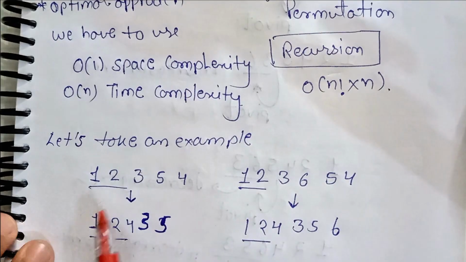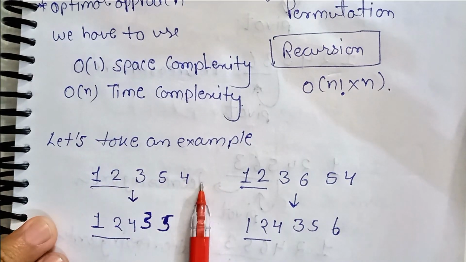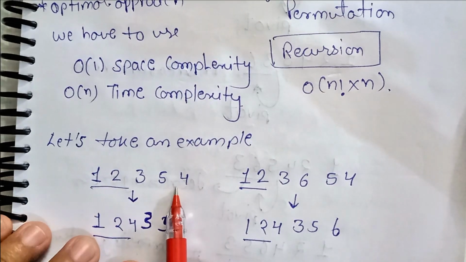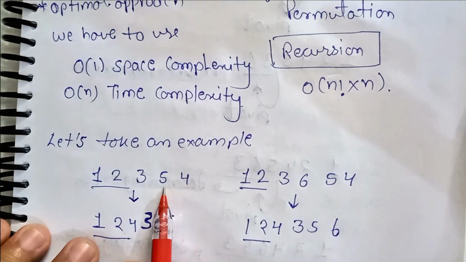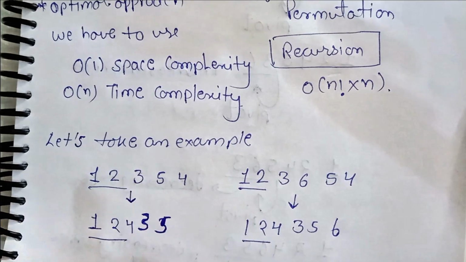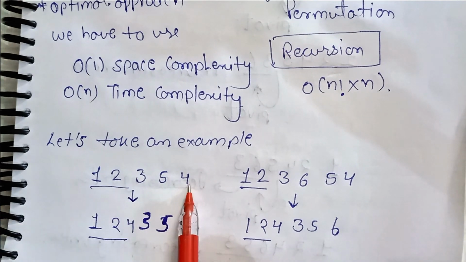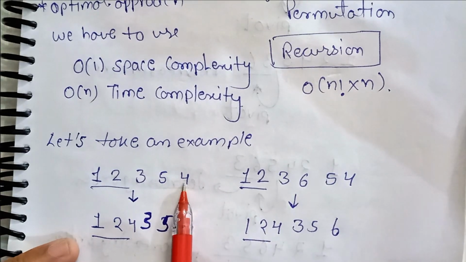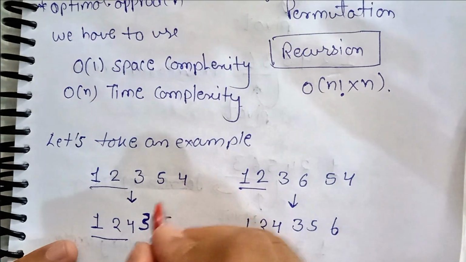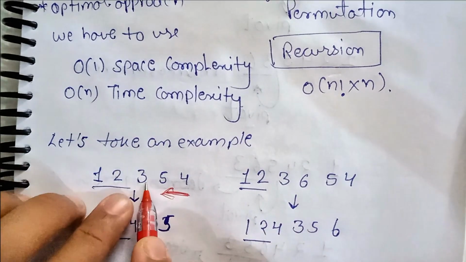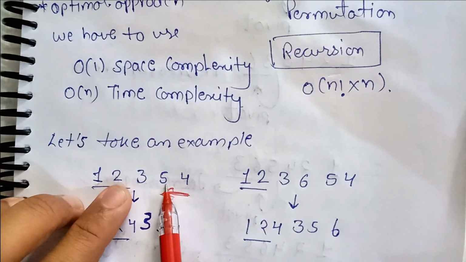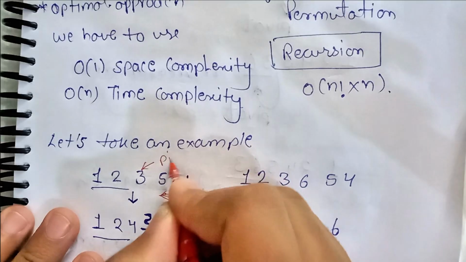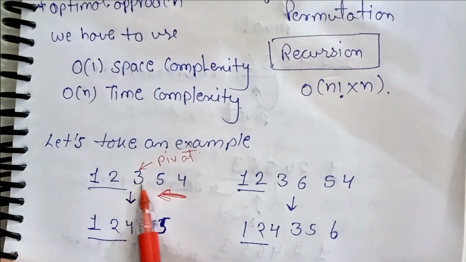So let's take an example. Here we have 1 2 3 5 4. So here we move from rightmost to the leftmost, means we have to compare the elements from the last element itself, means n minus 1. So if we talk about this, the numbers are in increasing order from the last, but here comes 3 which is smaller than 5, so we have to make changes, means this 3 is the pivot element which is smaller than 5.